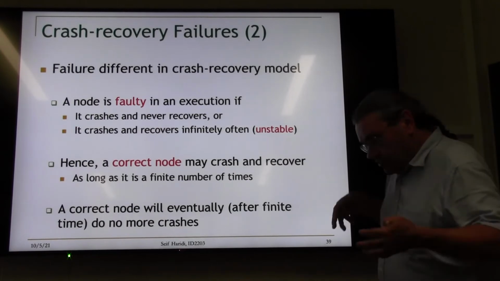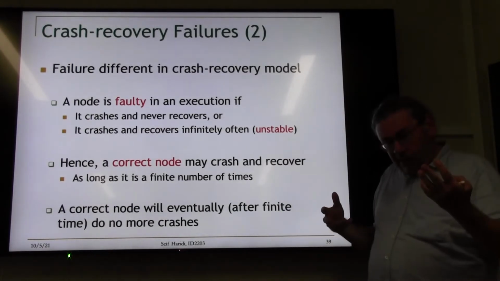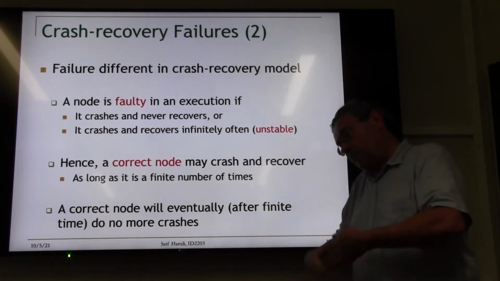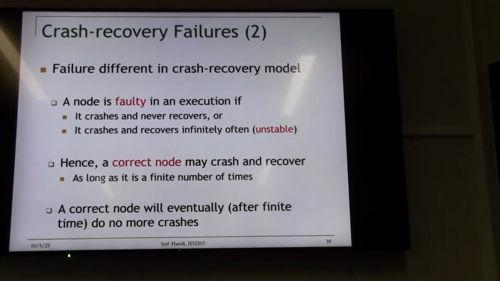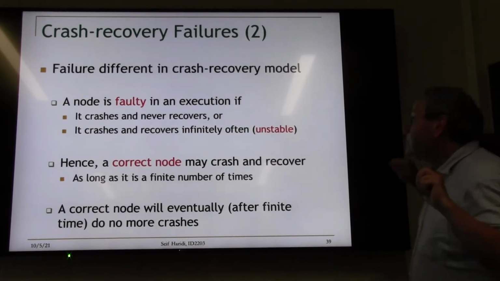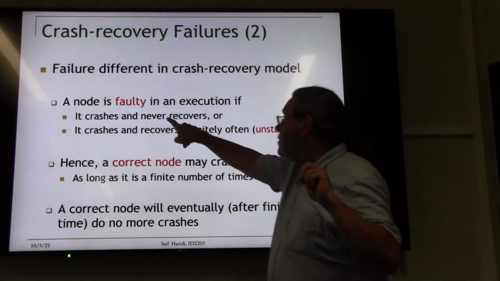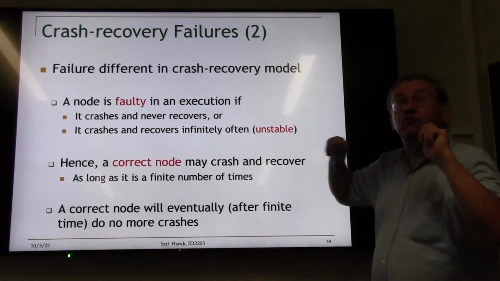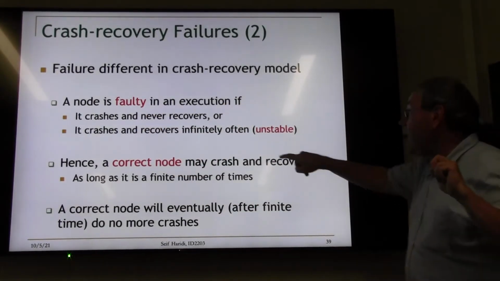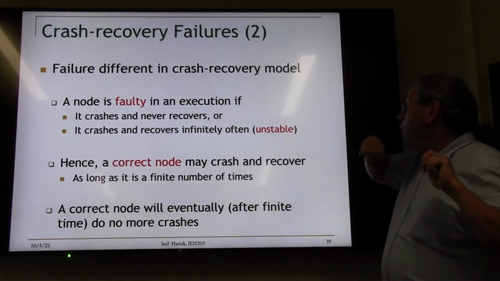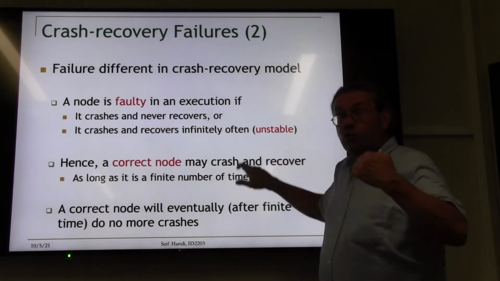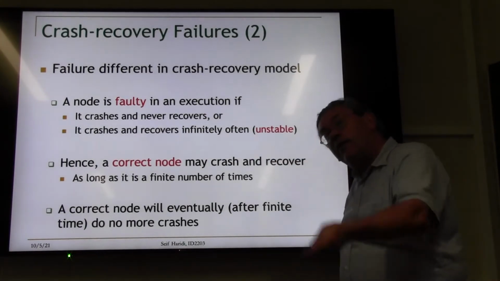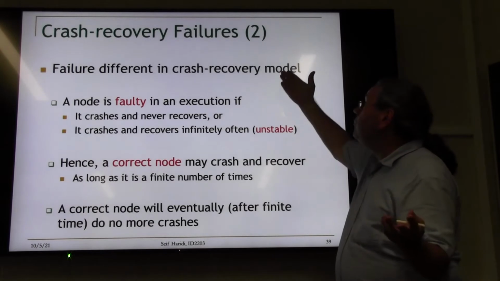It's like it's coming back, but then it crashes again, and then it comes back, and then it crashes again. So actually, failure is more complicated in crash recovery, yeah? So we say that the node is faulty, so something is wrong. Either it crashes and never recovers, or it crashes and recovers infinitely often. So it's always crashing and recovering.